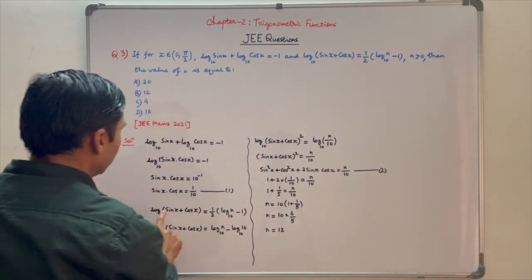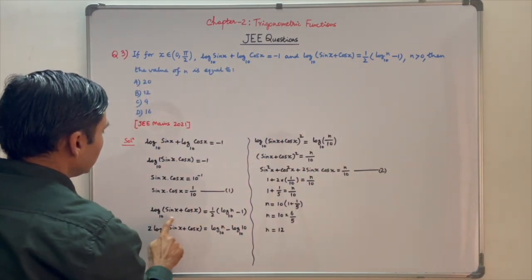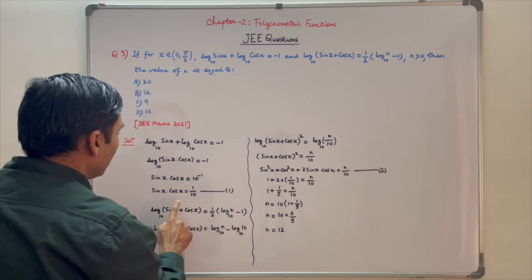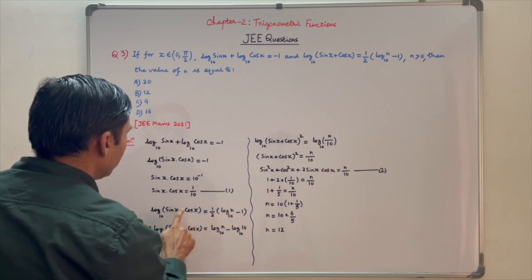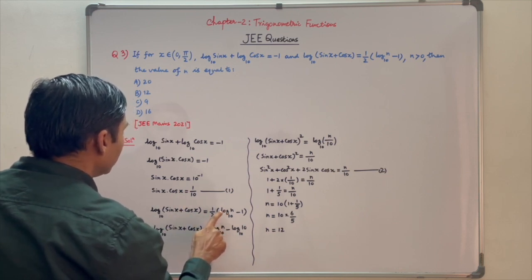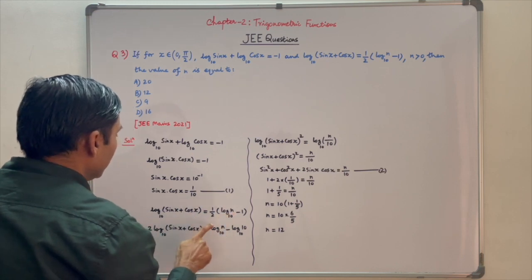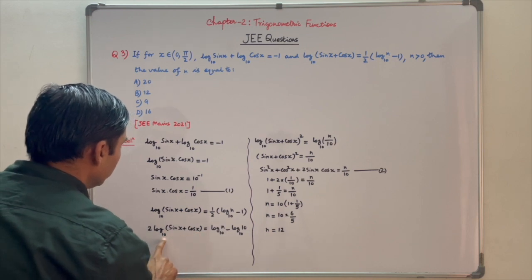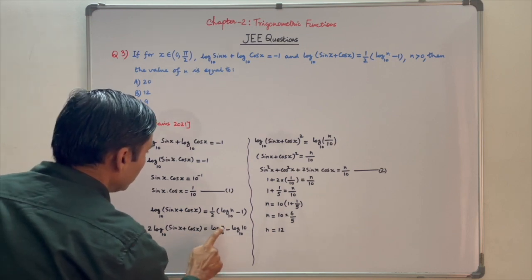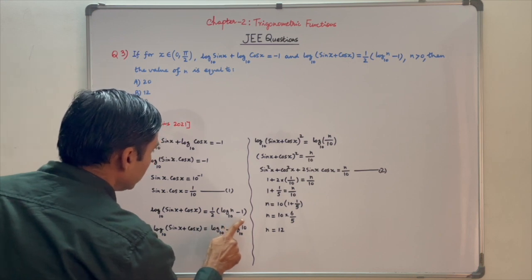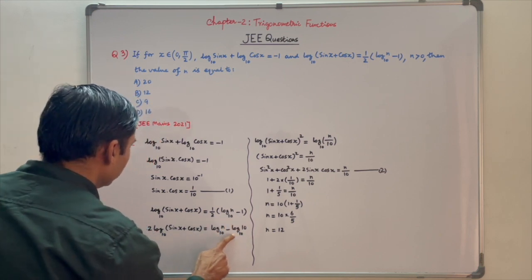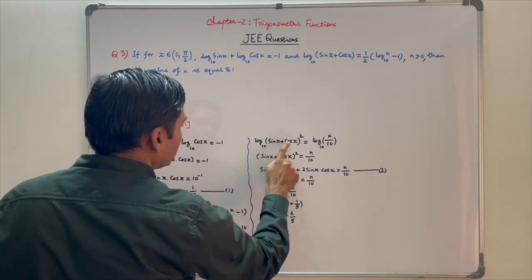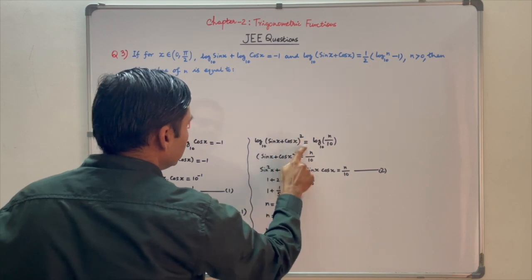Second equation is given as log sin x plus cos x to the base 10 is equal to 1 by 2 times log n to the base 10 minus 1. Now objective here is to make the bases same on both sides so that we can compare the expressions. Bring 2 on this side. So it becomes 2 log sin x plus cos x to the base 10 is equal to log n to the base 10 minus 1 can be written as log 10 to the base 10. 2 can be shifted here as power. So it becomes log sin x plus cos x whole square to the base 10 is equal to.